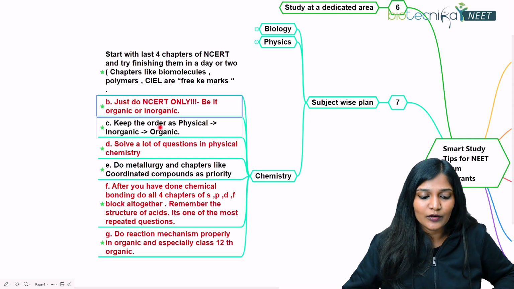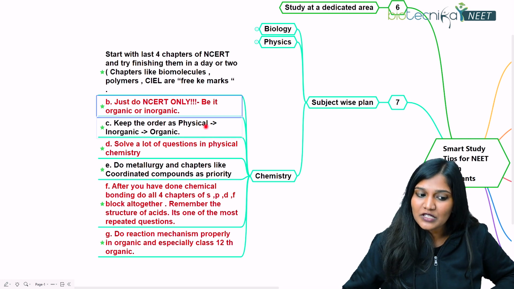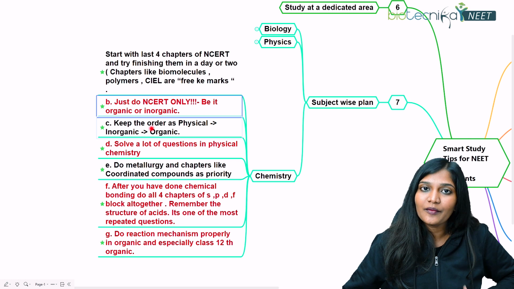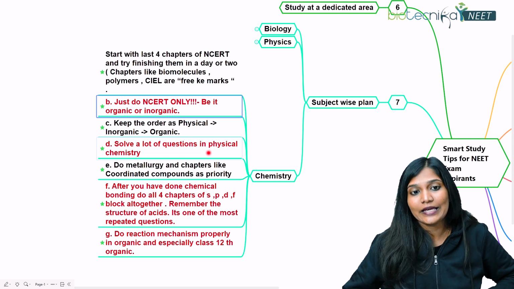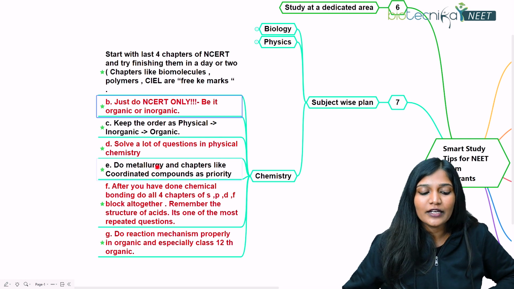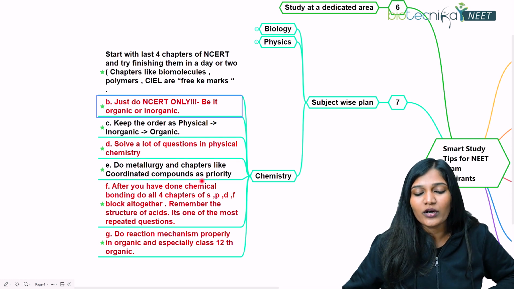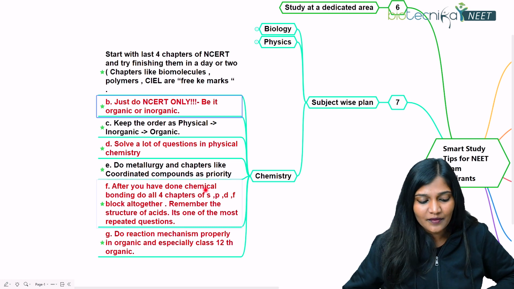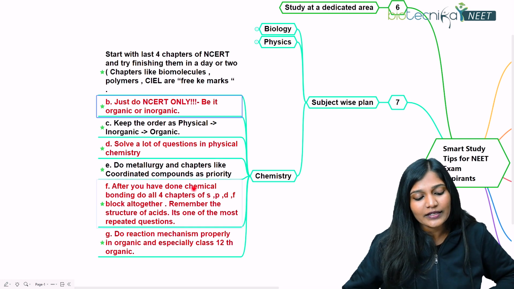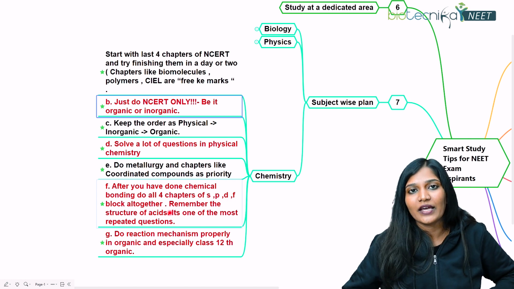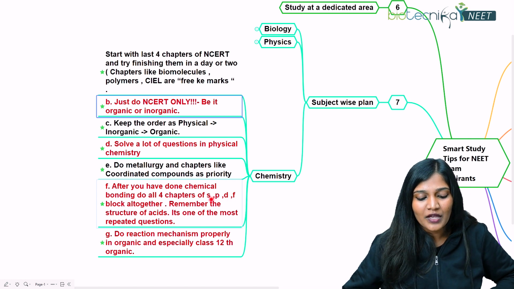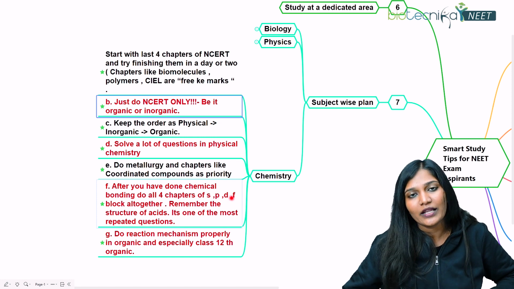First do NCERT only. And you can study first physical, then inorganic, and then organic. Keep this order, so it will be very easy. And solve a lot of questions in physical chemistry. And you have to definitely do metallurgy and chapters like coordination compounds as priority. And after you have done chemical bonding, you can do the s, p, d, f blocks all together. You can do all these chapters of s block elements, p block elements, d block elements, and f block elements together.